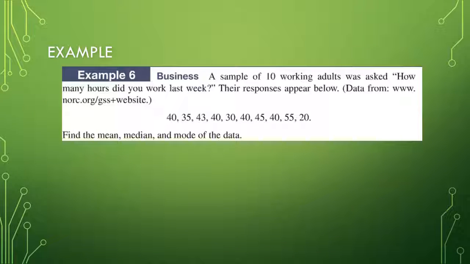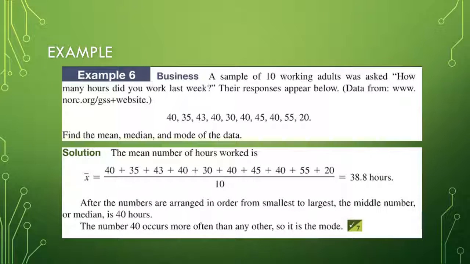Now let's try this example. Pause the recording, give it a try, and resume to check your answer. So we were asked to find the mean, the median, and the mode of this data. The mean, add everything together and divide by 10 since there are 10 data points. We have 38.8 hours. If you arrange the data in numerical order, the middle number or median is 40, and the number 40 occurs more often than any other, so it is the mode.